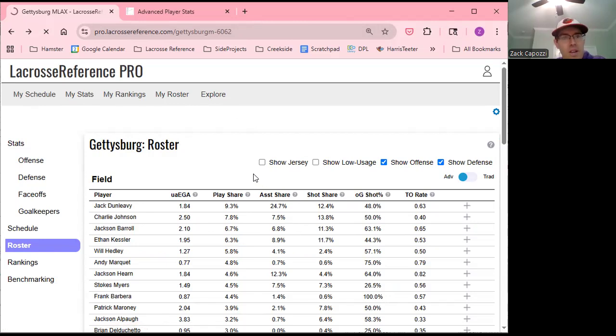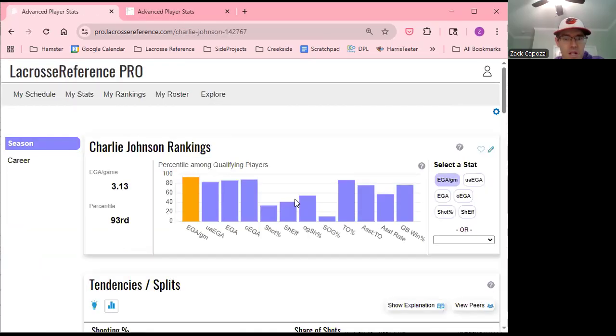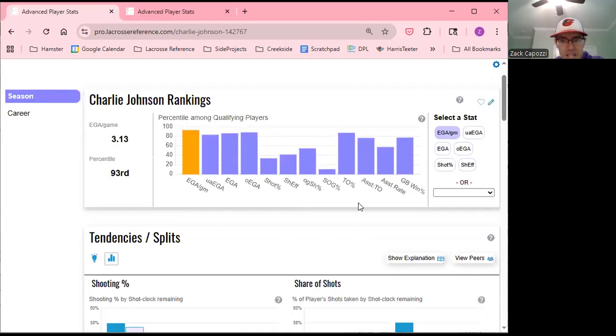When you get onto an individual player's page, what you'll see, the new feature once this loads, is the tendencies and splits section. You're familiar with this. It's the Madden ratings that show the numbers for all the different categories for each guy. I've also added some tooltips to help you navigate that.